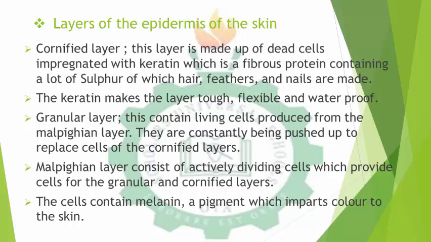The second layer, which is the granular layer, contains living cells, unlike the cornified layer that contains dead cells. That is why even when you just finish bathing, if you take a white handkerchief and scrape it on the skin, you will see a blackish or dirty material on the white handkerchief. That shows dead cells from the cornified layer.